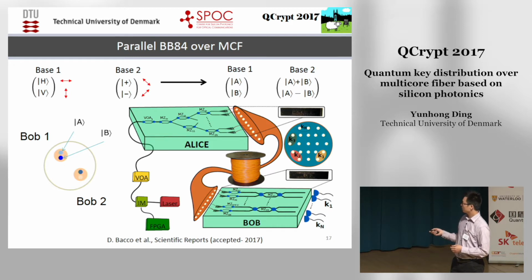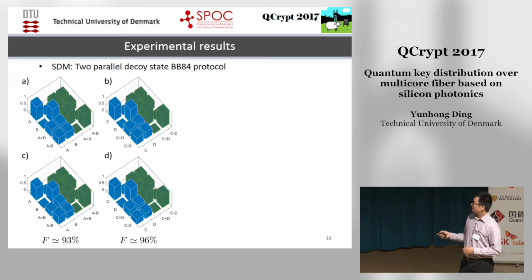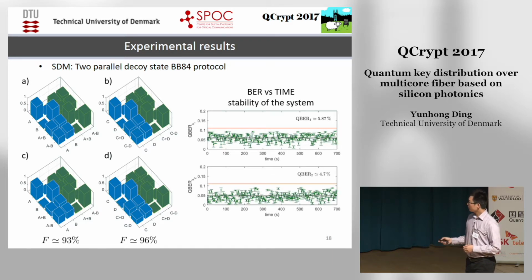On the receiver side, we also need cascaded Mach-Zehnder interferometers to receive the quantum states for different quantum channels. As a proof of concept, we just implemented two parallel decoy-state BB84 protocols. Here is the tomography and also the experimental results for the two parallel quantum channels. We got 93% and 96% fidelity, respectively. And the QBER for these two channels is around 5.8% and 4.7%.